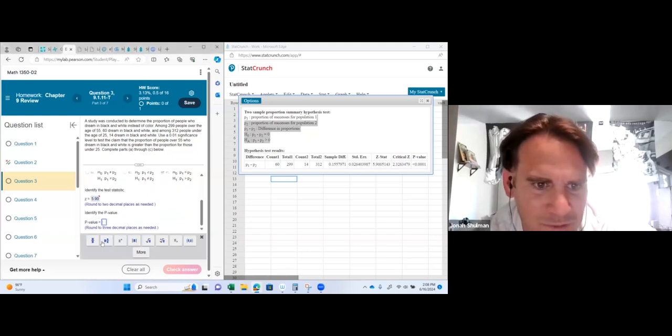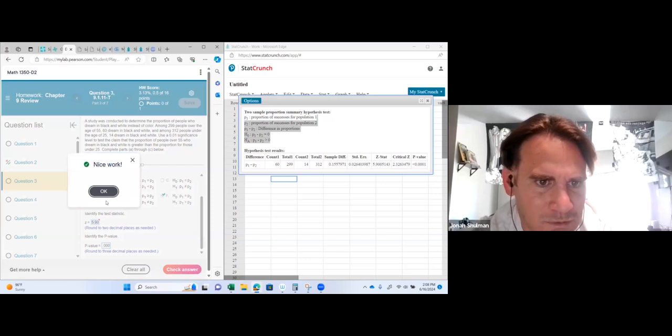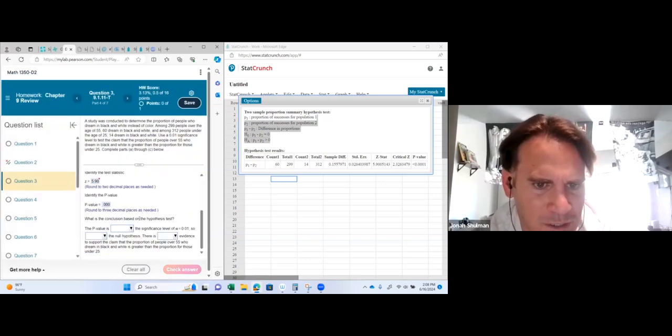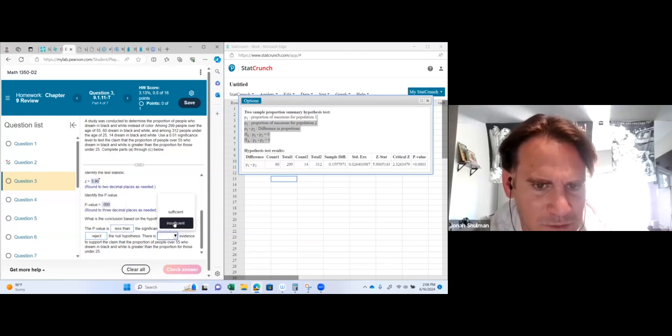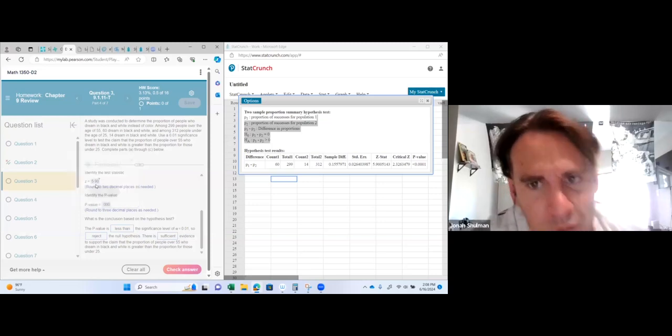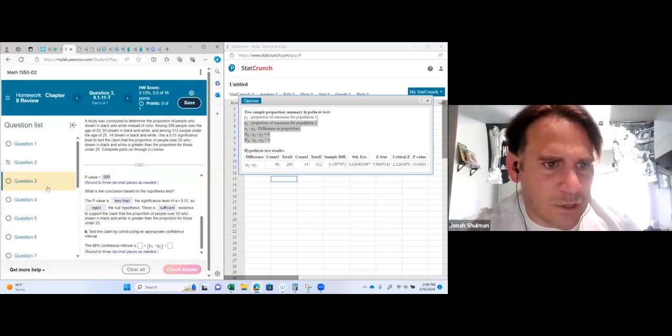The p-value rounded to 3 decimal places is 0.000. Ta-da! We got it. So the p-value is less than 0.01, so reject the null hypothesis. There is sufficient evidence to support the claim. Magic. All right, so I hope that was helpful. Obviously, sorry I mixed that one up. Oh, there's one more.